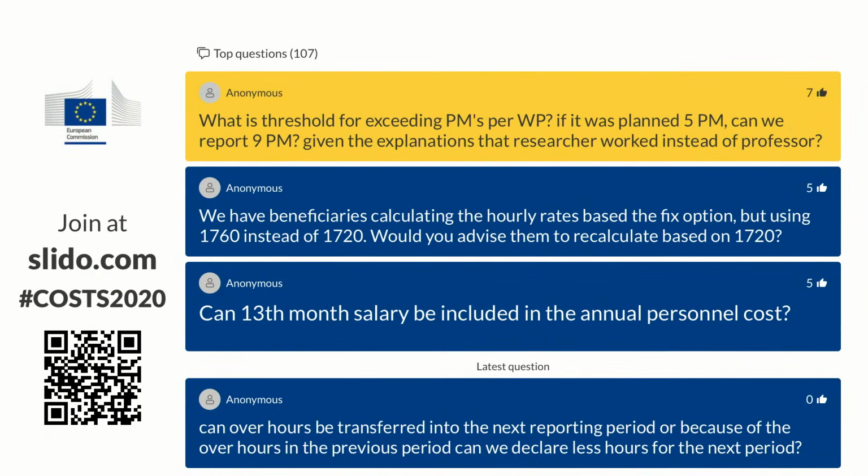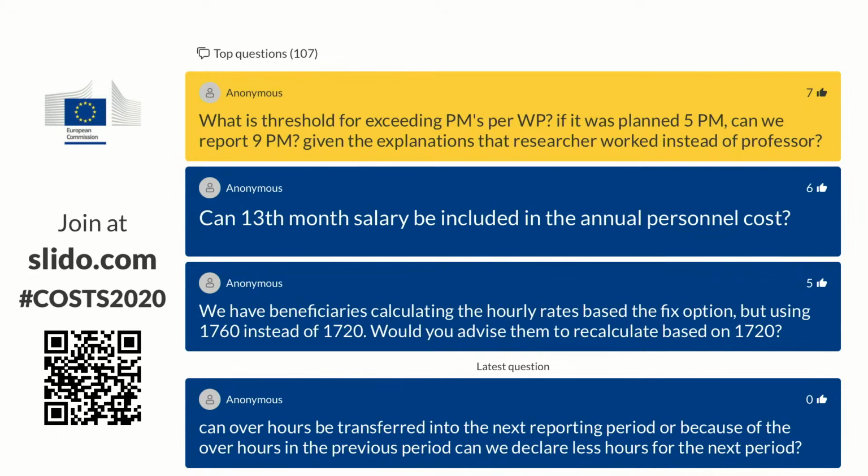What is the threshold for exceeding person months per work package? It was planned 5 person months. Can we report 9 person months, given the explanations that researchers worked instead of the professor?